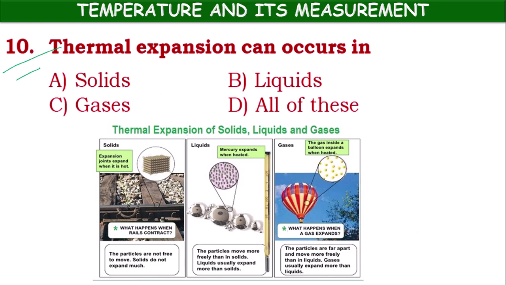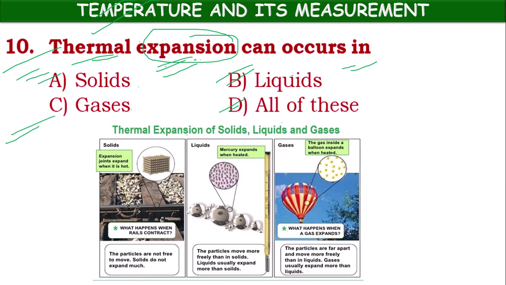Next, question number 10. Thermal expansion can occur in what? Option A, solids. Option B, liquids. Option C, gases. Option D, all of these. Thermal expansion means expansion in the object because of heating. It happens in which type of matter? Is it solid, liquid, gases, or all of these?